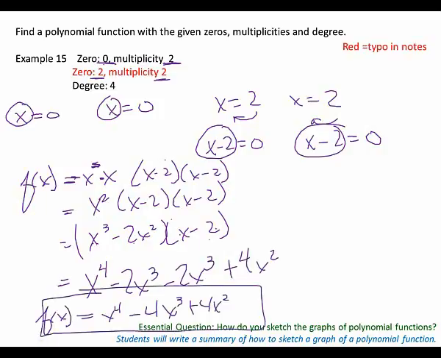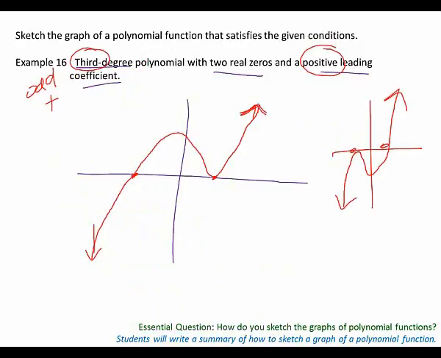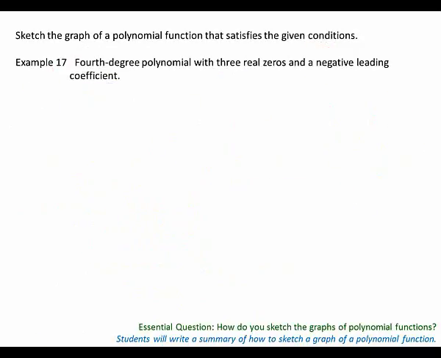Okay? So, did I get a degree 4 that I was looking for? Yes or no? Yes, right? So with these sketches, we're getting a good idea of what the graph looks like. Okay? Alright, let's look at 17.